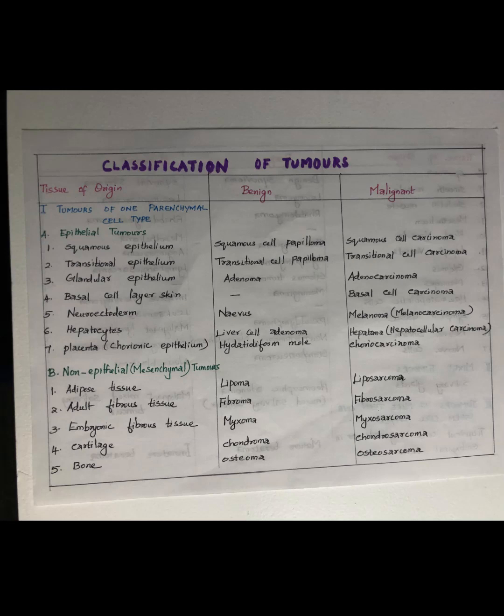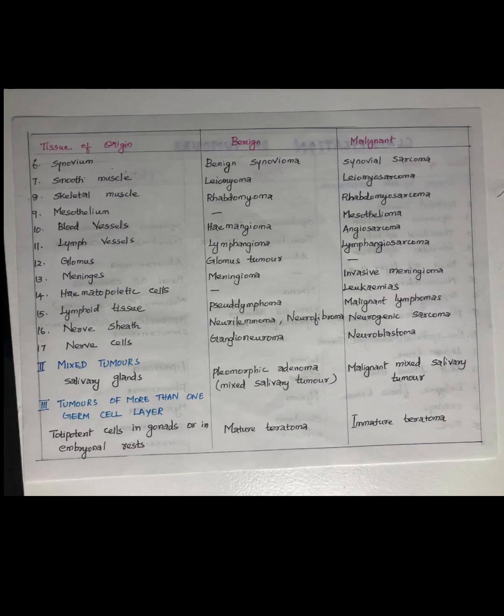Myxoma. Myxosarcoma. D. Cartilage. Chondroma. Chondrosarcoma. E. Bone. Osteoma. Osteosarcoma. F. Synovium. Benign synovioma. Synovial sarcoma. G. Smooth muscle. Leiomyoma. Leiomyosarcoma. H. Skeletal muscle. Rhabdomyoma. Rhabdomyosarcoma. I. Mesothelium. Mesothelioma. J. Blood vessels. Hemangioma. Angiosarcoma. K. Lymph vessels. Lymphangioma. Lymphangiosarcoma. L. Glomus. Glomus tumor.